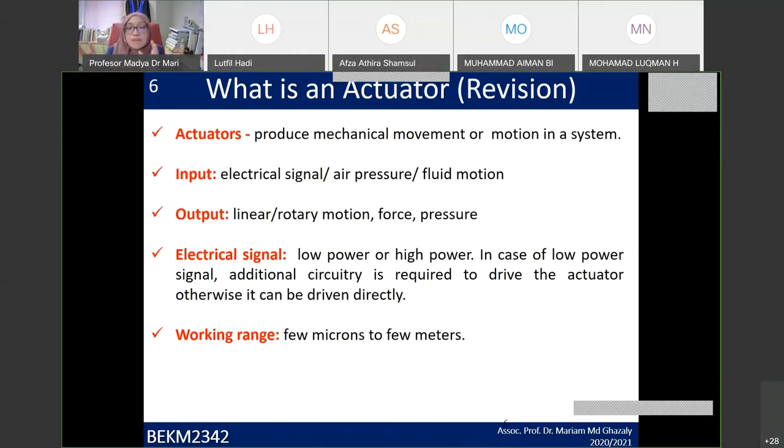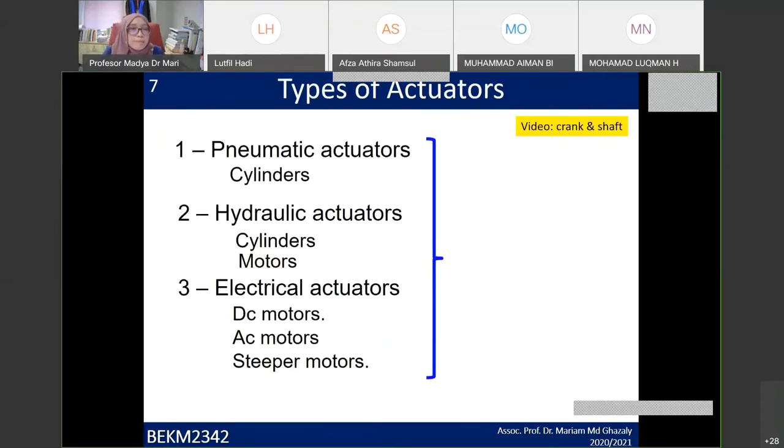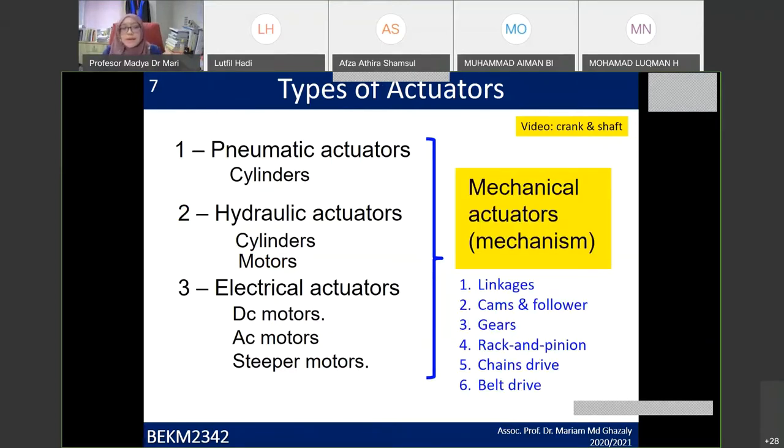And for a few meters, from centimeters to meters, for example in a tractor, you need to displace the pneumatic actuator to extend to the maximum extension. Maybe 1 meter or 2 meters, depending on what displacement you set. I have explained this. We have three main actuators, and these three main actuators are actually supported by mechanism, which is the mechanical actuator.